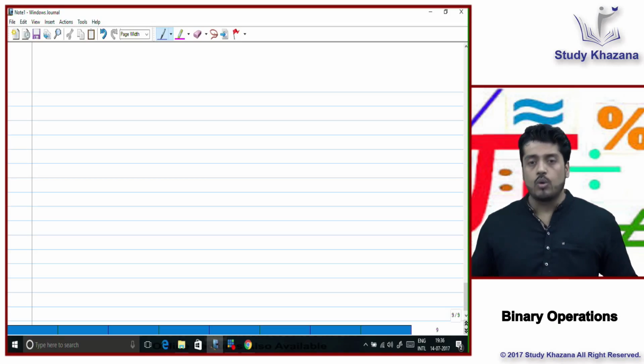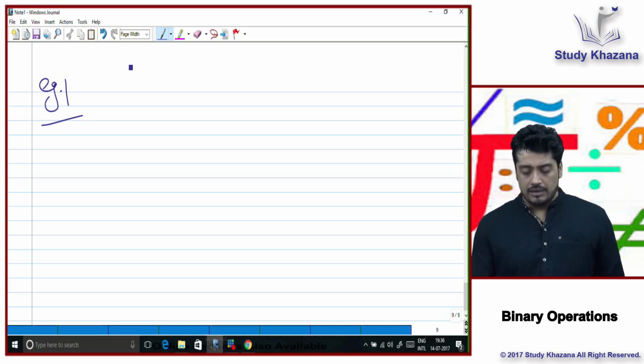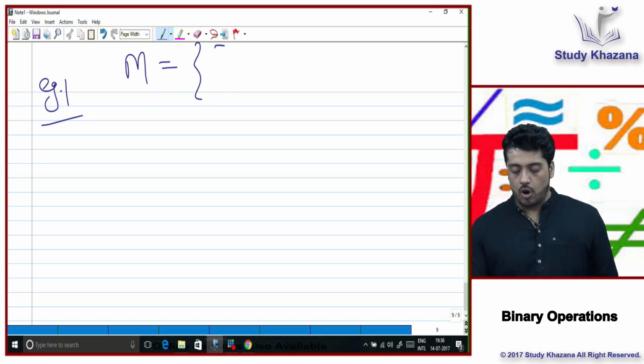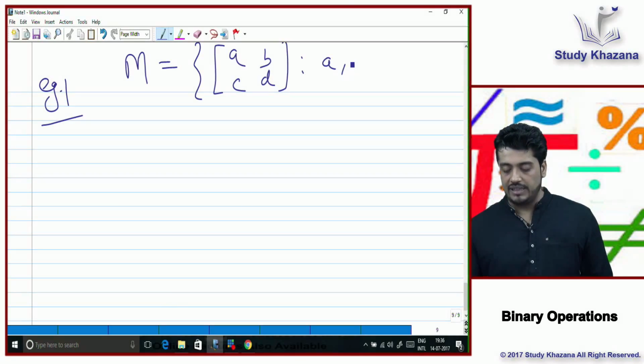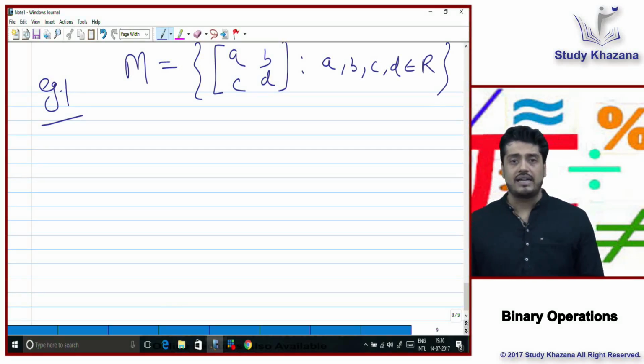Okay, so now let us take a new set. What is that set, beta? The set is denoted by capital M, and this set is all matrices of the type [a, b; c, d], where a, b, c, d are simply real numbers. What is my set? My set is all 2 cross 2 real matrices.